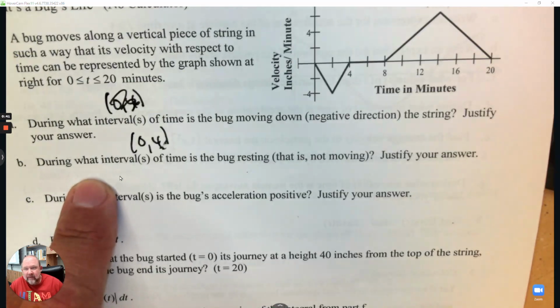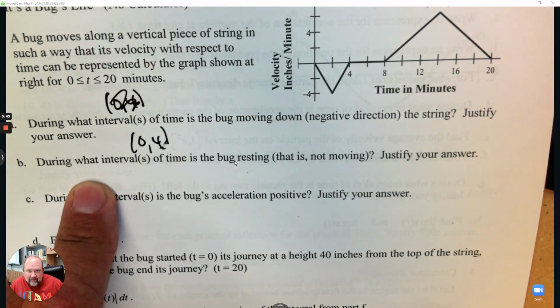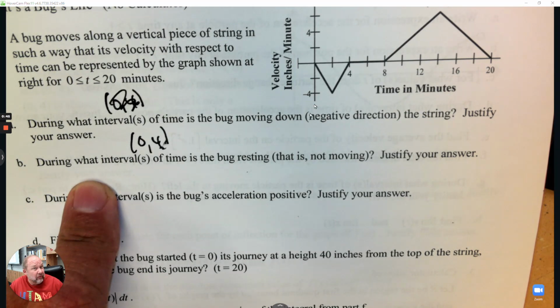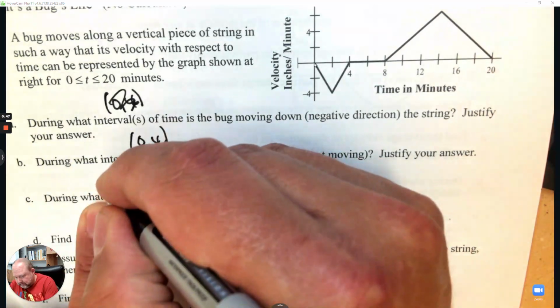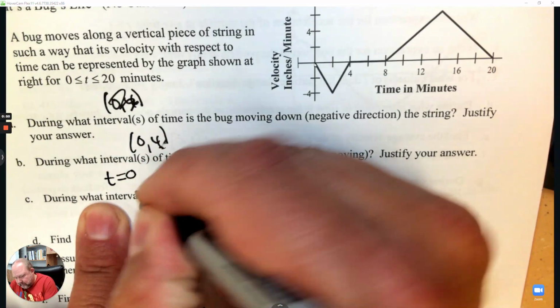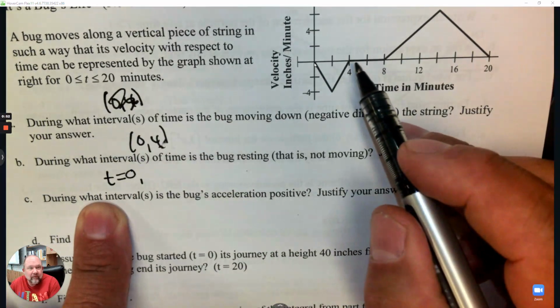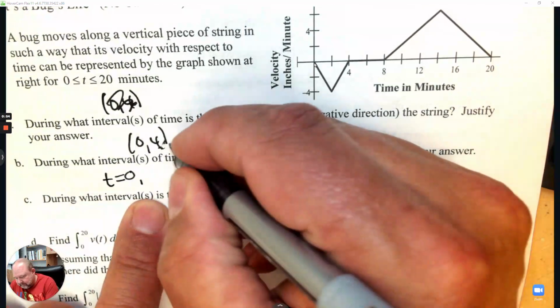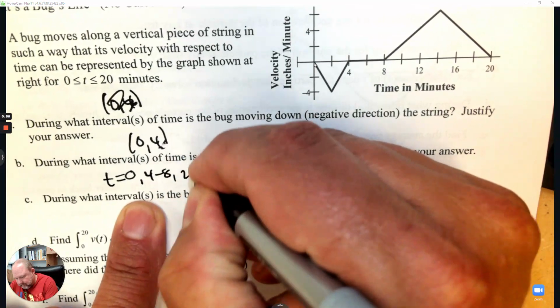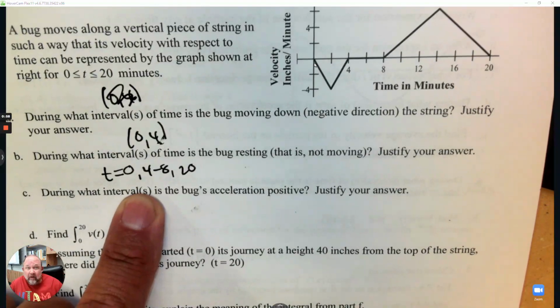Next question, looking off the graph. Can you do calculus off a graph? During what intervals is the bug resting? That's when the velocity is equal to 0. So at 0, from 4 to 8 and 20. That's when it's resting, when the velocity is 0.